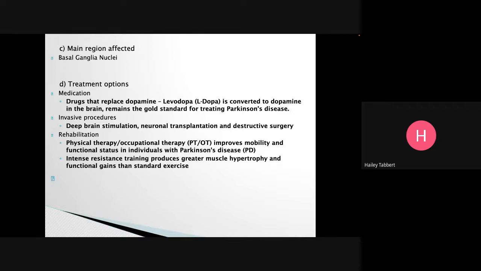There are some invasive procedures like deep brain stimulation, neuronal transplantation, and destructive surgery, as well as rehabilitation, like physical or occupational therapy, which can improve mobility and functional status in individuals with Parkinson's, as well as intense resistance training to produce better muscle function than standard exercise can.